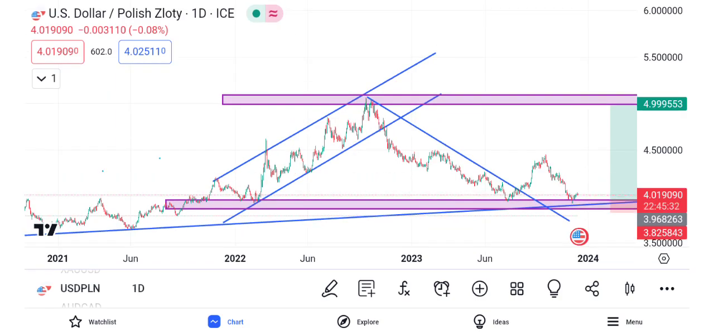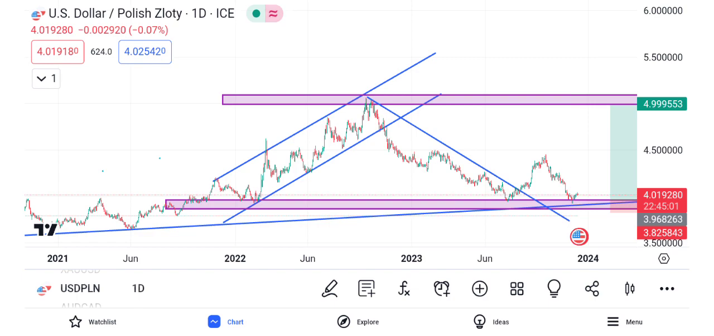In today's video, I'll be showing my analysis on United States dollar, Poland zloty, USDPLN. I'll be showing you my analysis on how I took my buy position on the pair, how I entered on the buy position, my analysis on the pair. I'm going to be showing you guys now.